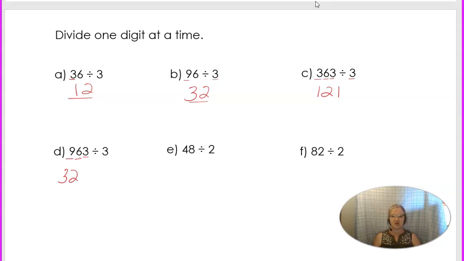3 divided by 3 will be 1. 48 divided by 2: let's take 40 divided by 2, which is 20, and 8 divided by 2 will be 4. And then if we have 82 divided by 2, 80 divided by 2 will be 40, and 2 divided by 2 will be 1. So I hope you're seeing how we can quickly get those answers without going through all the work of drawing out the division question.